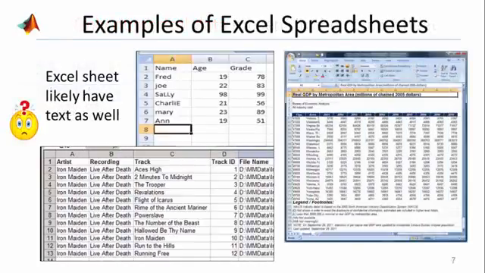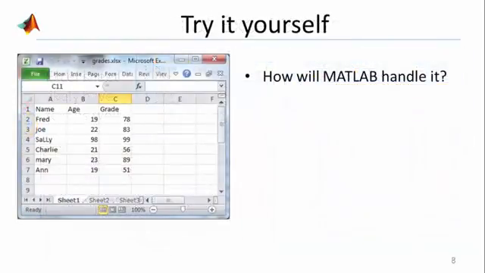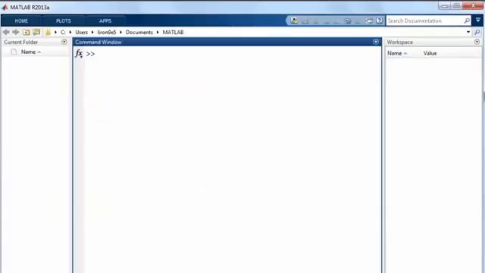If you go online and Google spreadsheet, you'll usually find text included with the numbers, either as the heading of each column or description, legends, anything. Excel is not limited to numbers only. On a very simple example like this one, where we have 3 columns, name, age, and grade, how is MATLAB going to handle it? Let's try to code it. Let's imagine data equal xlsread, and then as a string, the name of the file.